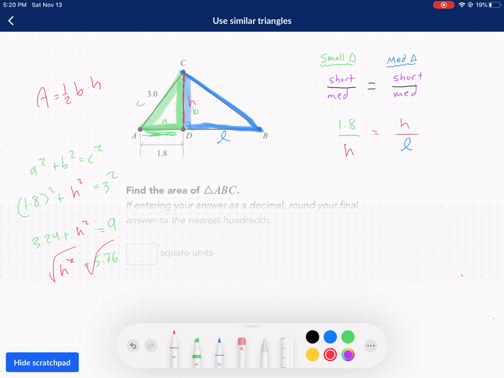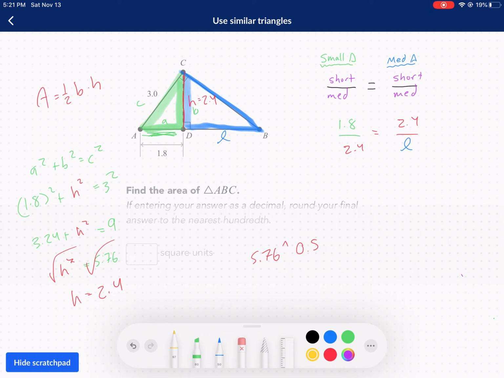I always just like taking my calculator, raising it to the 0.5 power. So like 5.76 on my calculator raised to the 0.5. It's less keystrokes, and it's the same thing. I talk about that in other videos. So anyway, 2.4 is my height. And now I can change this h here, call it 2.4. Erase this one, 2.4, and voila, I have only one missing variable.